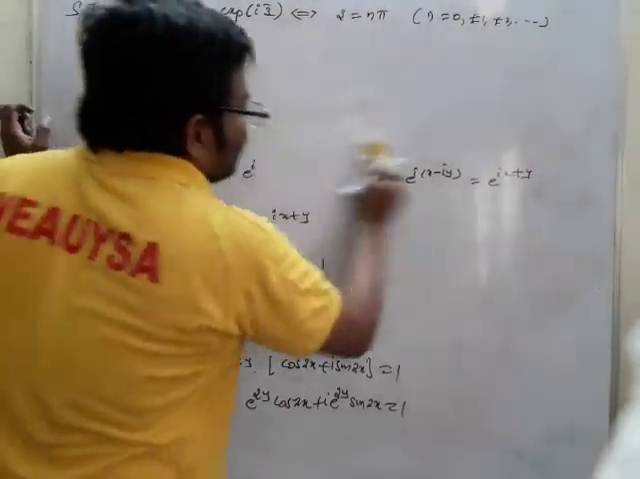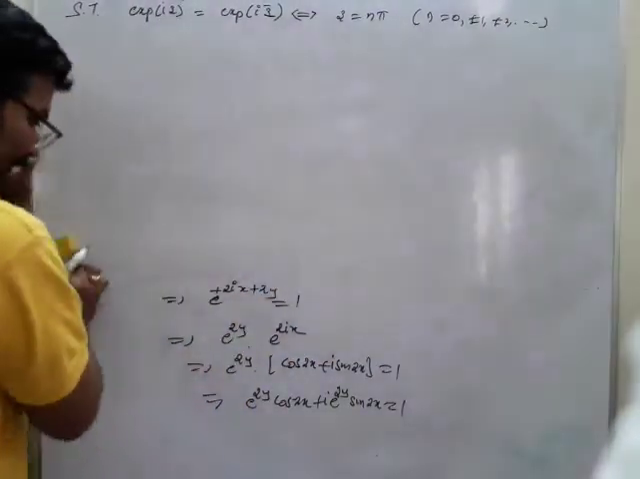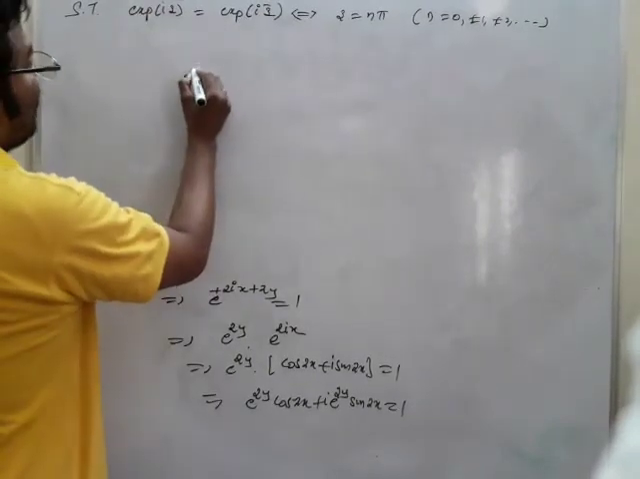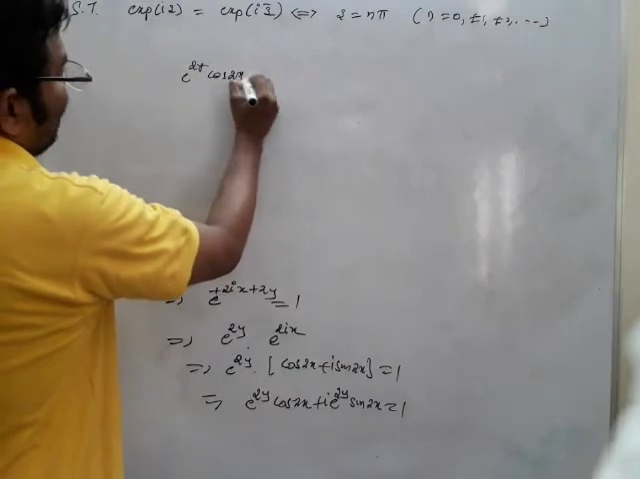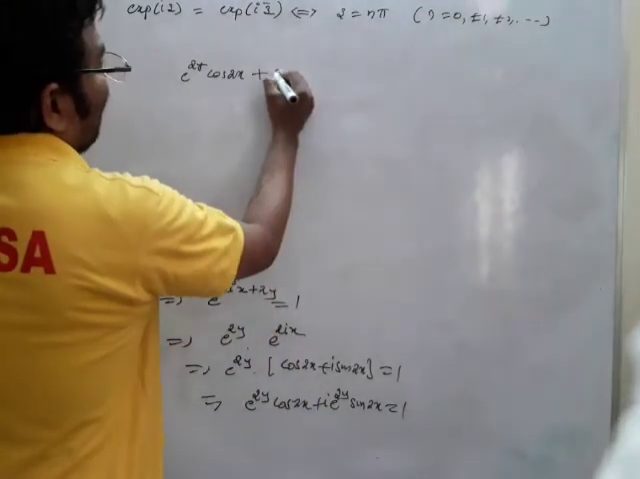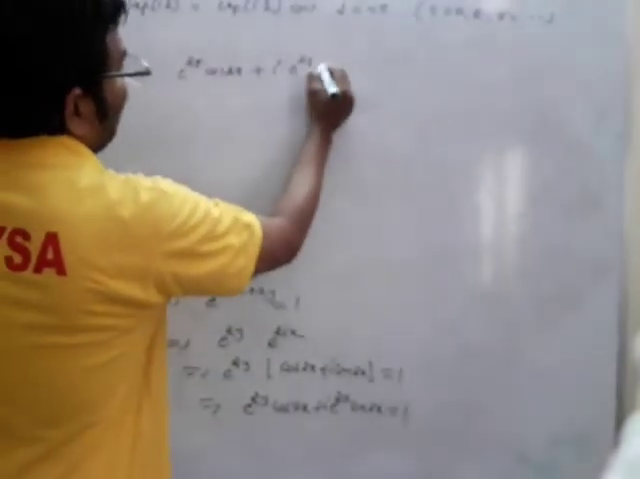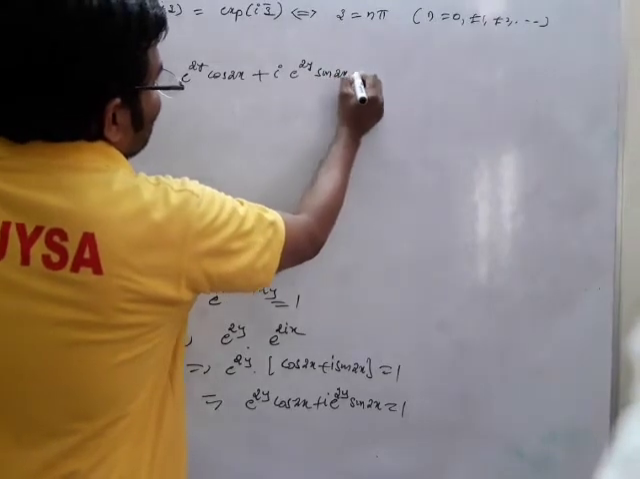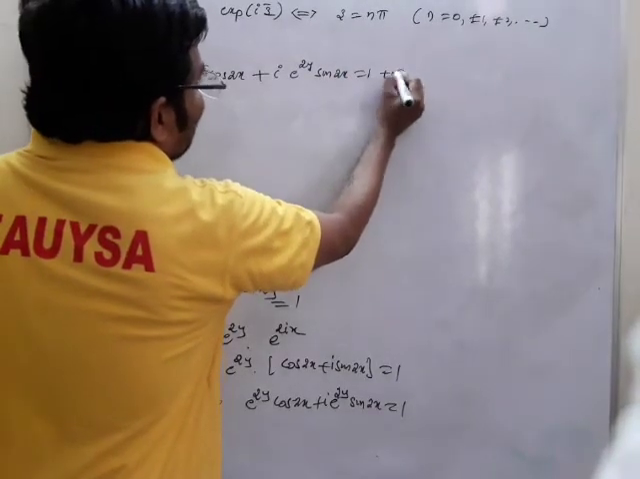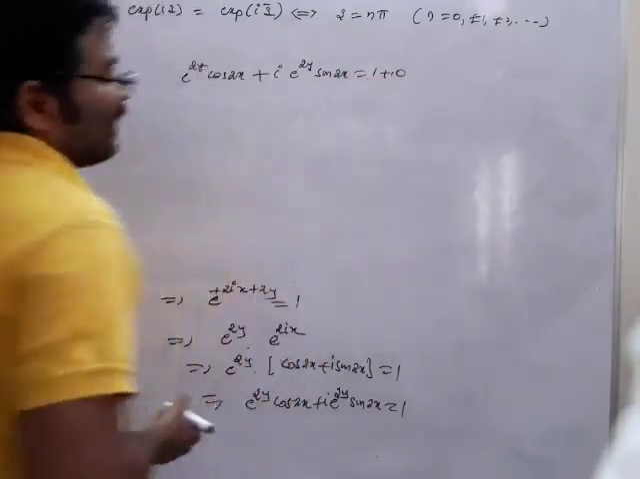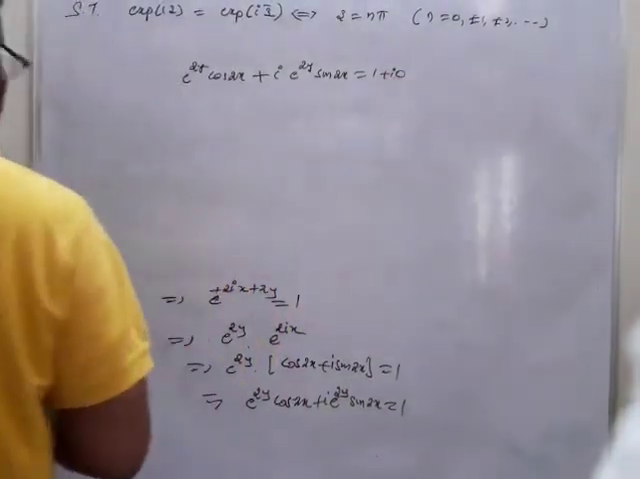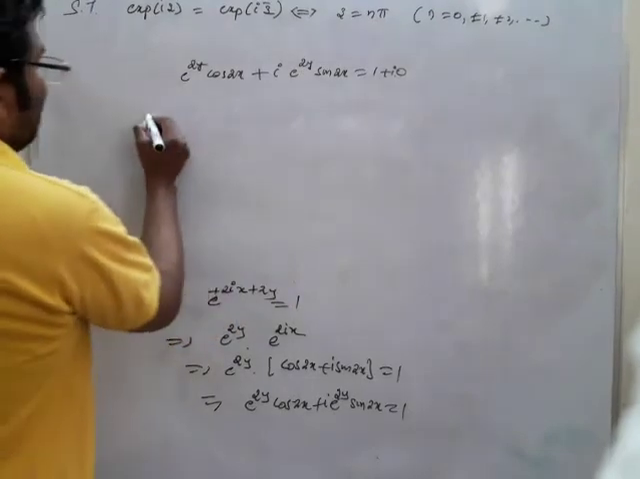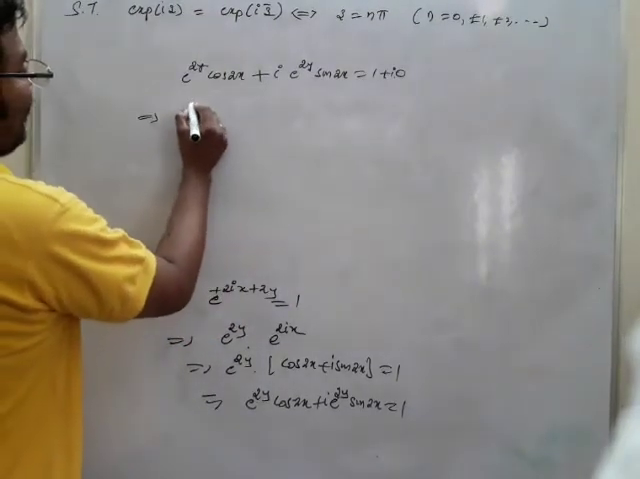After that we'll do it in the form like this. So what you got is e power 2y cos 2x plus i into e power 2y sin 2x is equal to 1 plus i into 0, because there is no imaginary value, so I am writing i into 0. I will equate. So that implies e power 2y.